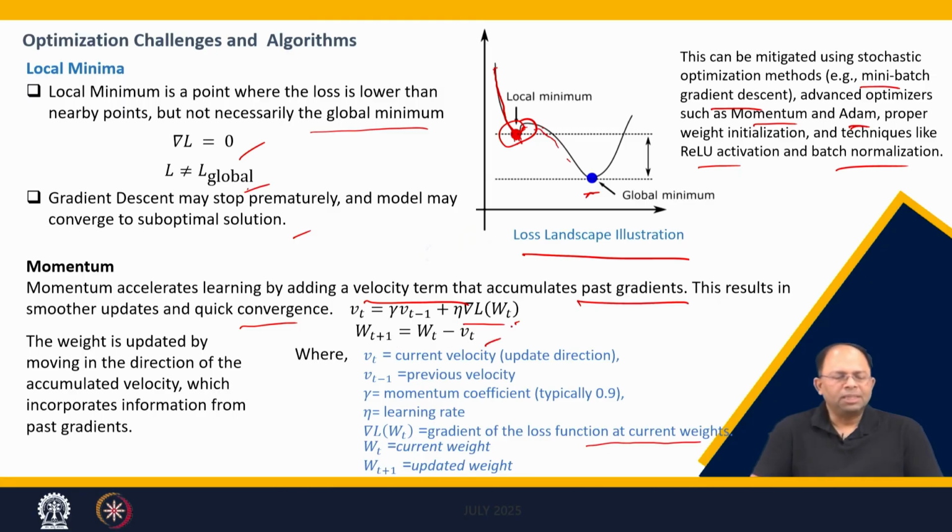Now what is happening is the weight is updated by moving in the direction of the accumulated velocity, which incorporates information from past gradients. That is what is happening over here. So the past gradient value is also considered. It's not the current gradient only. Because we are also considering what was there in the past gradient, sometimes we can automatically overcome this local minima and so on.